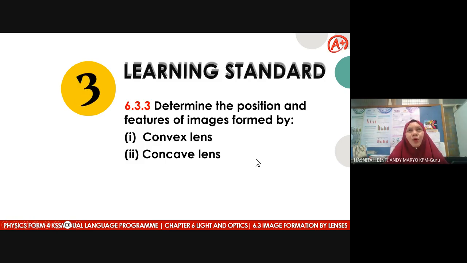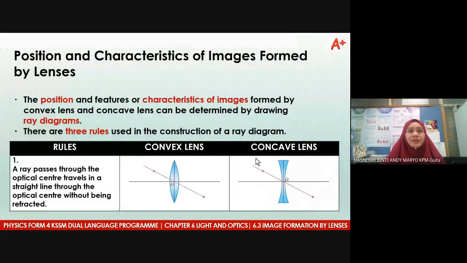Okay, so how do we know what kind of image will be produced when a light ray passes through convex and concave lenses? There are a few rules of drawing the ray diagram we must apply. First, to know the position and characteristics of the image formed by lenses, students, we go for the convex lens first. If you look at this slide, position and features mean characteristics formed by the convex lens, determined by drawing a ray diagram.